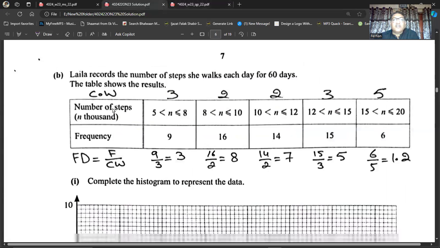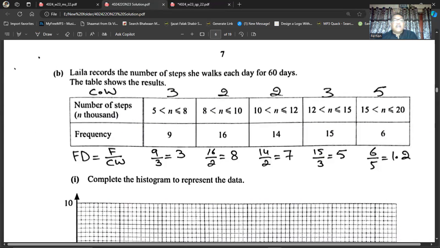I've done this. Okay, so the class width here, 8 minus 5, that's 3, 10 minus 8, that's 2, 12 minus 10, that's 2, 15 minus 12, that's 3, 20 minus 15, that's 5. So this is how you find the class width. Now the frequency density for the first class will be the frequency divided by the class width. So 9 divided by 3, that is 3, 16 divided by 2, that is 8, 14 divided by 2, that is 7, 15 divided by 3, that is 5, 6 divided by 5, that is 1.2.